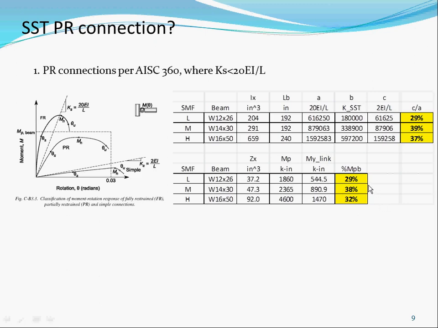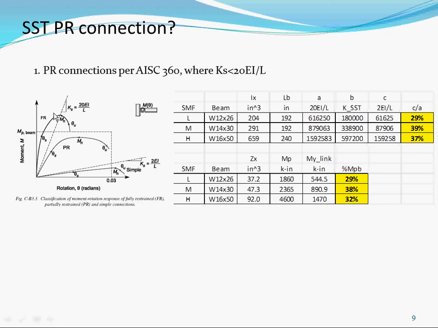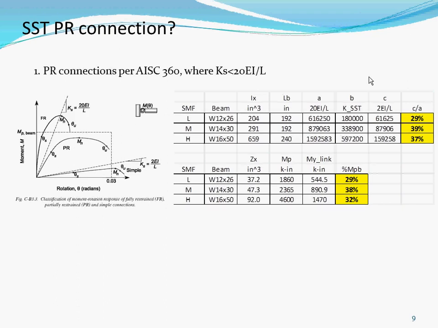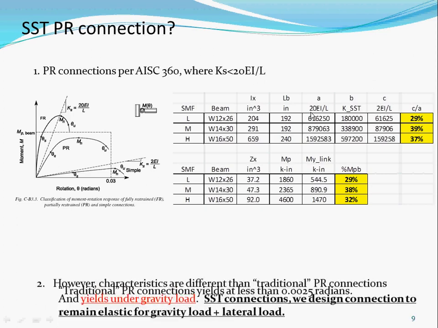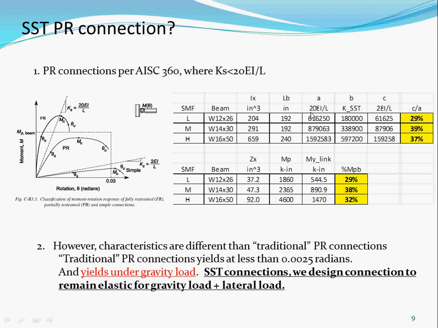So this is just to classify where we are when it comes to either PR or FR connections. Since we are in the PR range, this one should be B divided by A. That's what we get.